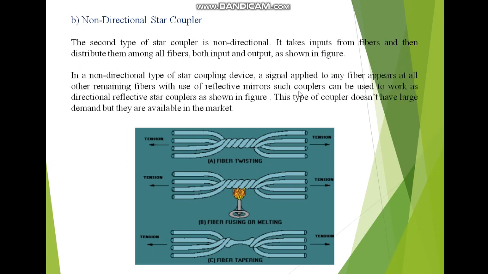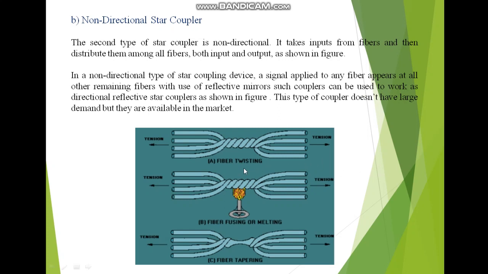Okay, in a non-directional type of star coupling device, a signal applied to any fiber appears at all other remaining fibers with the use of reflective mirrors. Such couplers can be used to work as a directional reflective star coupler. This type of coupler doesn't have large demand, but they are available in the market. See, here we are showing how fiber coupling is done.